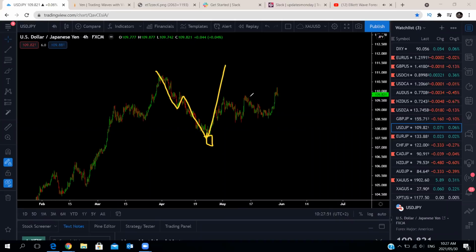What you will get wrong is how far it will go, because the indicator does not show you how far. The sequence and the cycle tells you how far. That's how we project take profit levels as well.